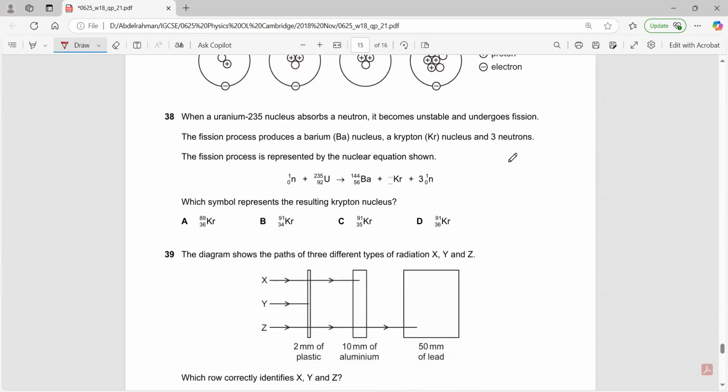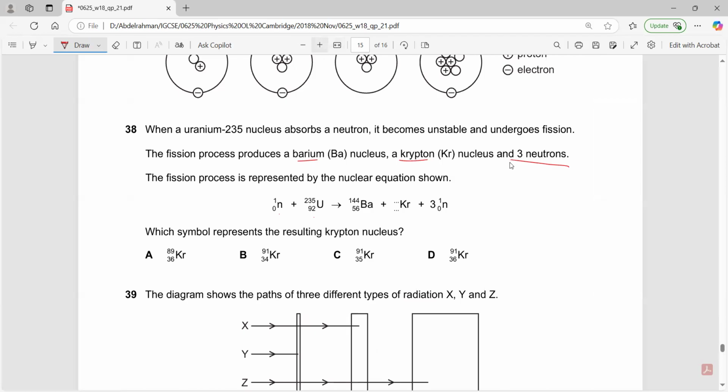When a uranium nucleus absorbs a neutron, it becomes unstable and undergoes fission. Okay, it splits. It produces barium, krypton, and 3 neutrons. Let me zoom in. Barium, krypton, and 3 neutrons. Can I balance this equation? Yes, you can balance this equation.